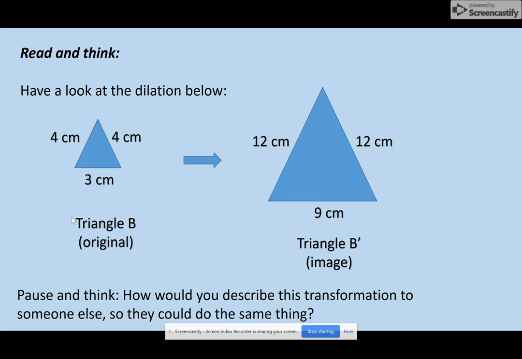What instructions would you give someone for what to do to triangle B here to turn it into triangle B prime? I want you to pause the video and give that just about a minute's thought and maybe some class discussion.